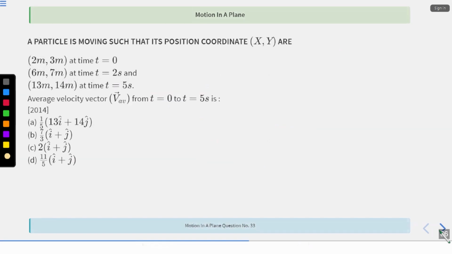The next question states that a particle is moving such that its position coordinates x, y are 2 meter, 3 meter at time t equal to 0, 6 meter, 7 meter at time t equal to 2 seconds, and 13 meter, 14 meter at time t equal to 5 seconds. What is the average velocity vector? Here we'll be calculating average velocity. We have learned in the chapter on motion that average velocity is the change in displacement divided by the change in time taken.